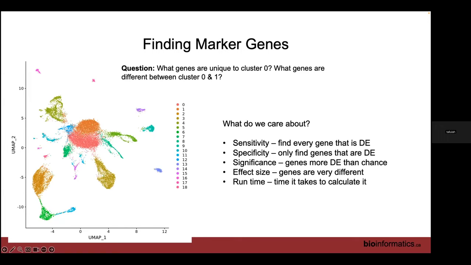And then also, of course, runtime. Are you willing to wait a whole day to get your marker genes, or do you want them in 5 minutes so that you can start looking them up in the literature to start annotating your clusters?